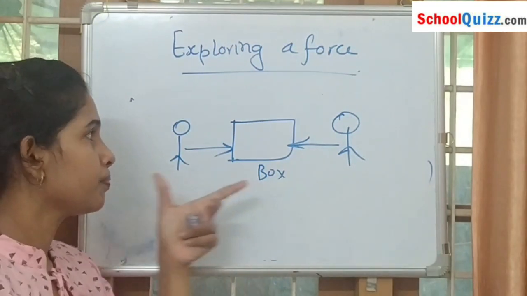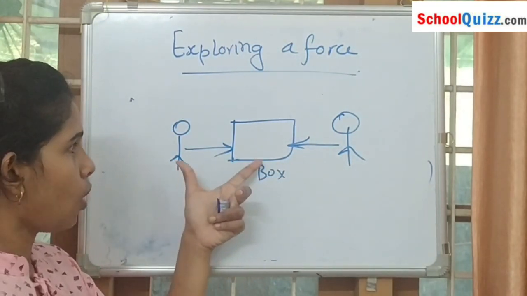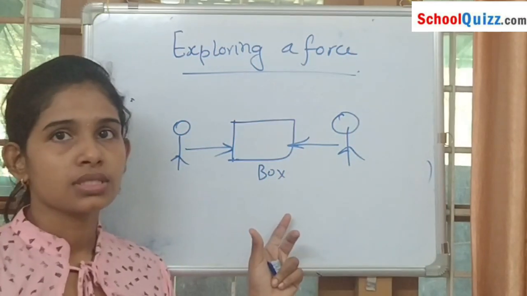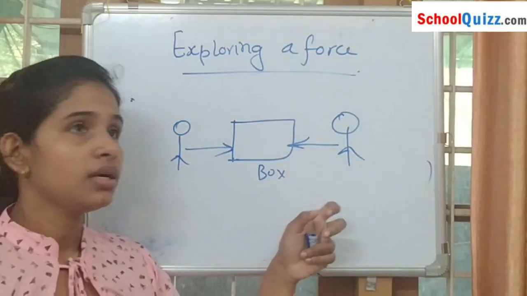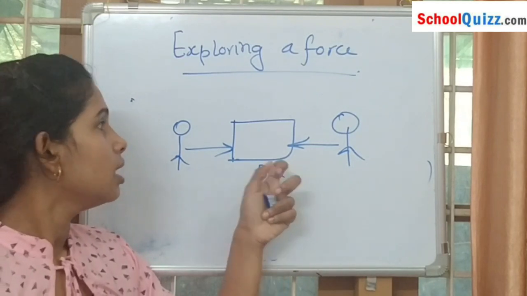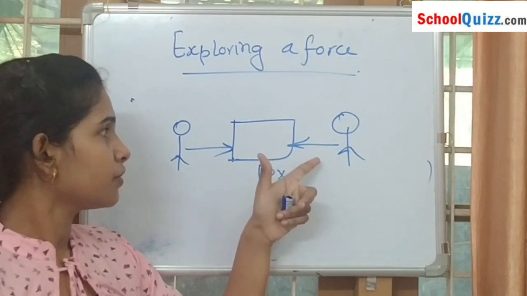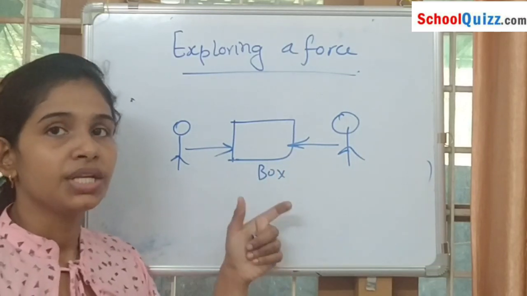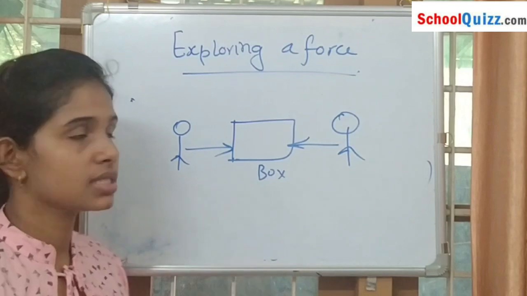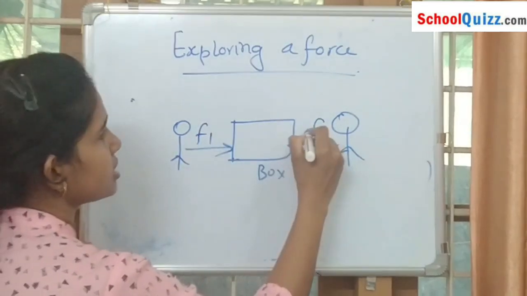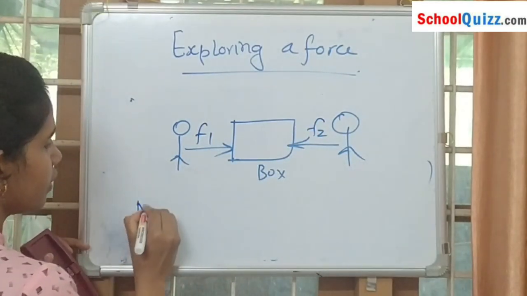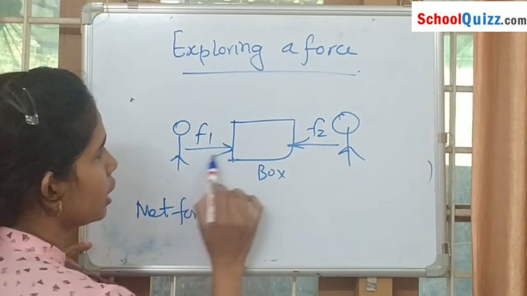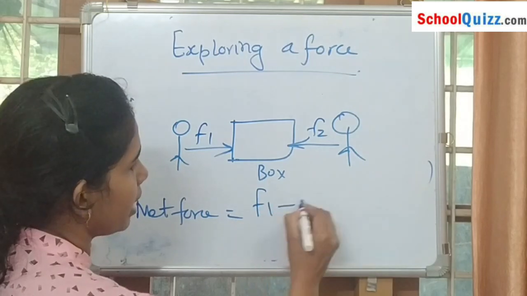In another case, two friends are pushing this box from opposite side. Then what will be the net force? Here, what happened? Pushing forces are applied from opposite side. So net force will be difference between these two forces. It is F1, it is F2. So net force will be difference between these two forces, F1 minus F2.